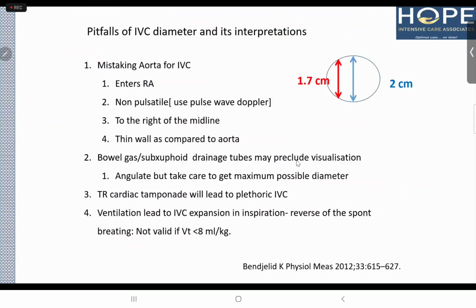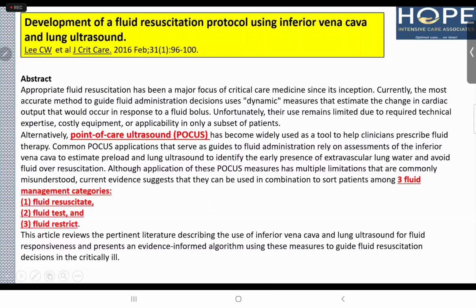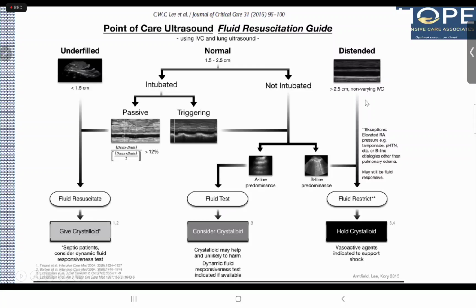Now, as far as fluid resuscitation protocol based on IVC indices, Lee has developed a protocol where they have divided all patients into underfilled, normal, or overfilled. In an underfilled patient with IVC less than 2 centimeter, straight away you go to fluid resuscitation. With IVC more than 2.5 centimeter, this patient requires fluid restriction and you start thinking of inotropes or vasoconstrictors straight away. In between, you think about whether the patient is intubated or not intubated. If the patient is intubated, you do passive leg raising and look at the IVC collapsibility.